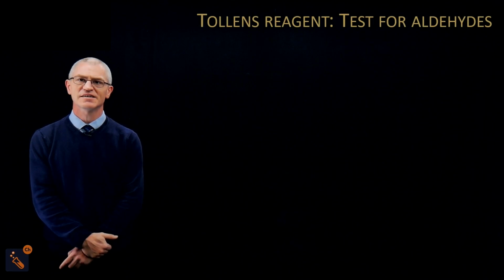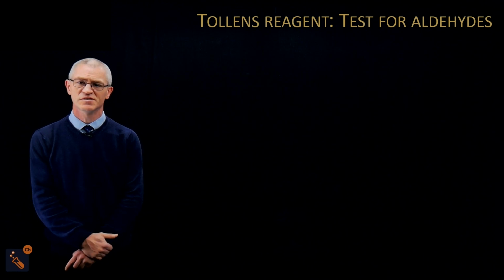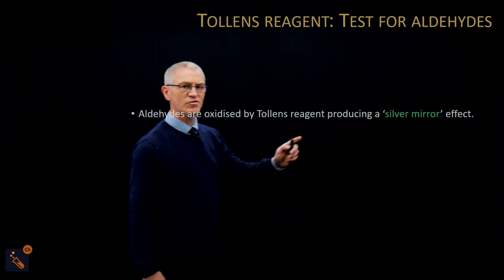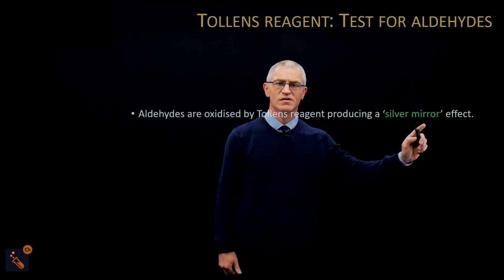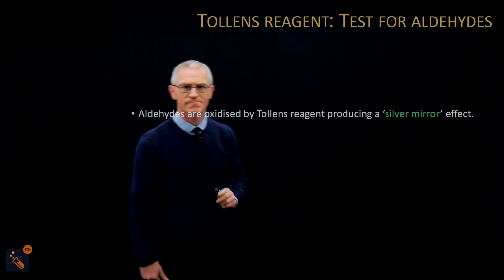Let's now go and look at the next test, which is Tollens reagent. This allows you to test for aldehydes, and therefore you can tell the difference between a ketone and an aldehyde, because a ketone will not show a positive result for this test, but an aldehyde will. So aldehydes are oxidized by Tollens reagent and they produce a silver mirror, and that's an exam answer. If you put that a silver mirror is produced, that will get you a mark.